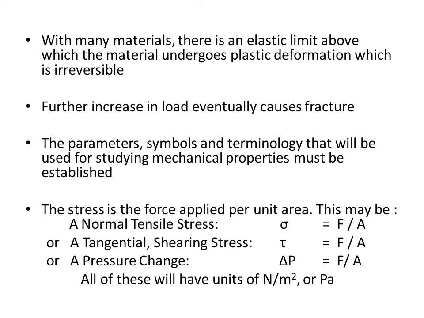For example, a normal tensile stress is denoted by the symbol sigma, and that is force per unit area. Another type is tangential or shearing stress, represented by the symbol tau, which is also force applied per unit area. Another type is the pressure change, represented by delta P, which is also force per unit area. All of these types have the same units, that is Newton per meter square or Pascal.